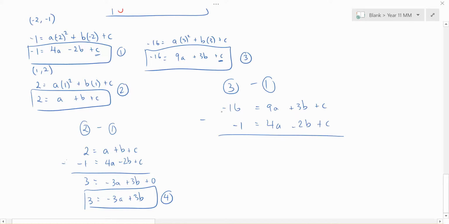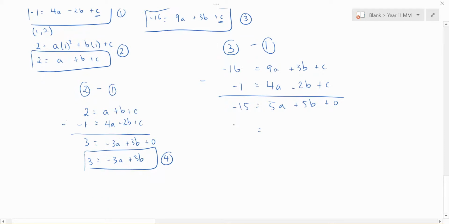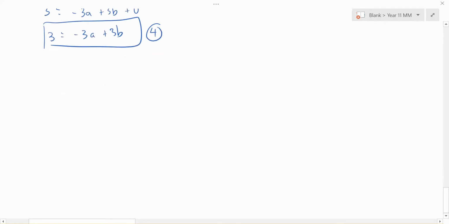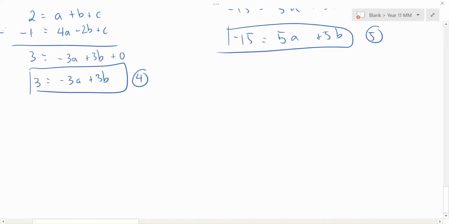Let's work that out. -16 minus -1, which makes it +1, so -15. 9a minus 4a is 5a. 3b minus -2b becomes 5b, and c minus c becomes 0. So here's my new equation: -15 equals 5a plus 5b. Cool. I'm going to call this equation 5. Right? Finally, now I'm going to do the same thing. I'm going to solve these two simultaneously, equations 4 and 5.